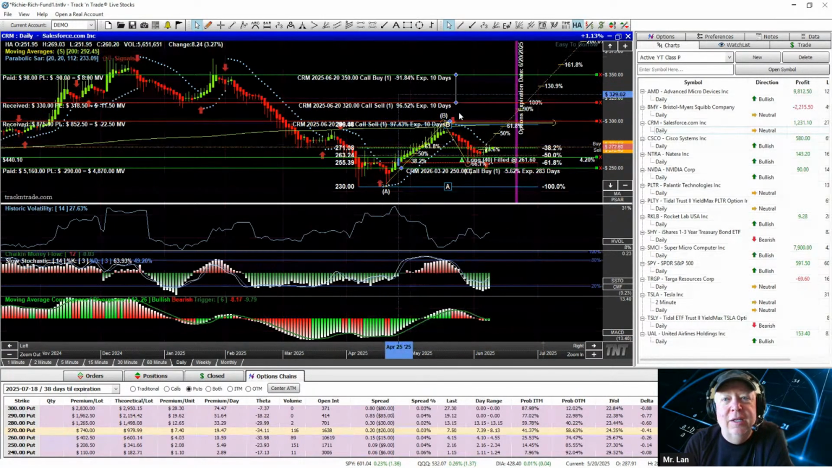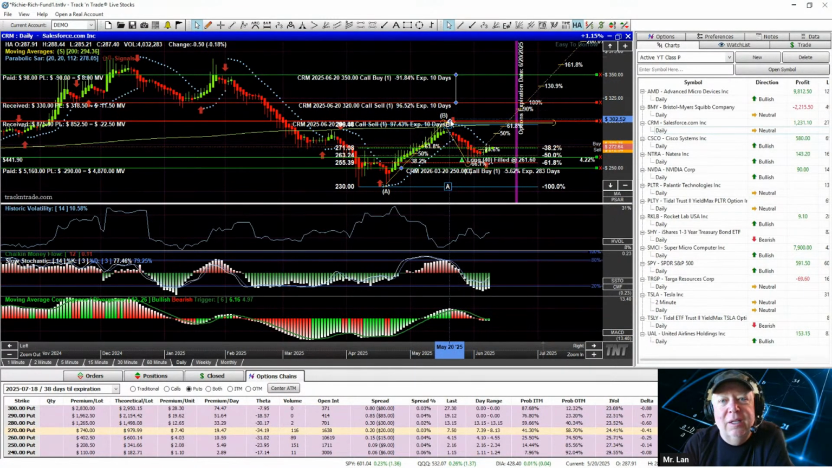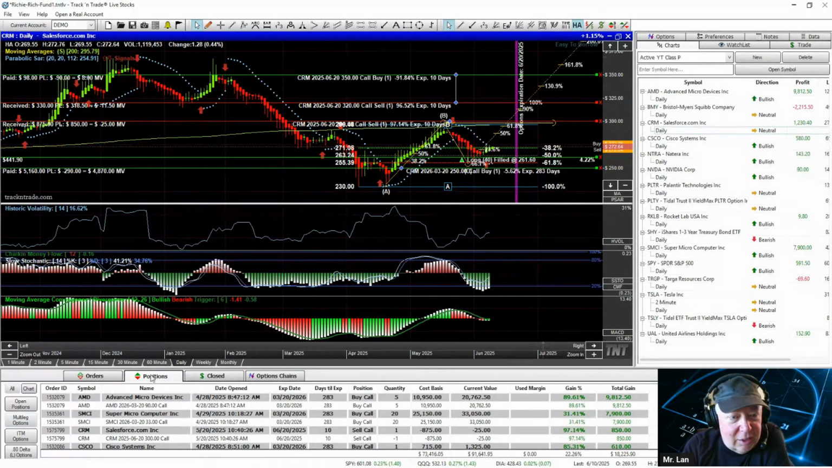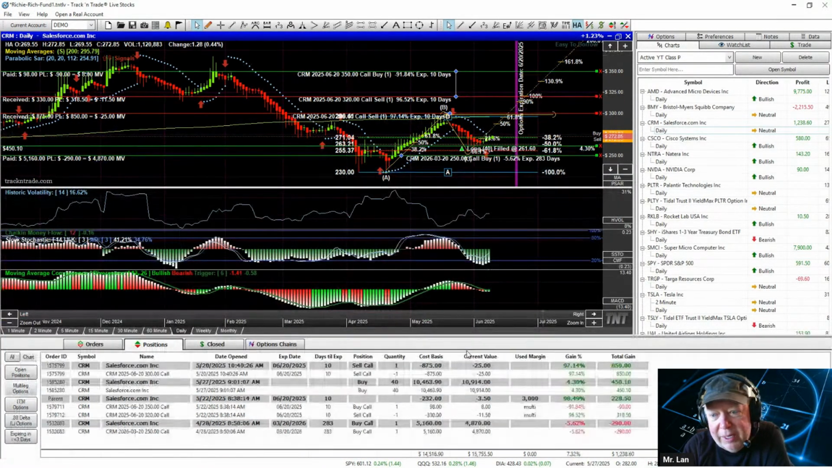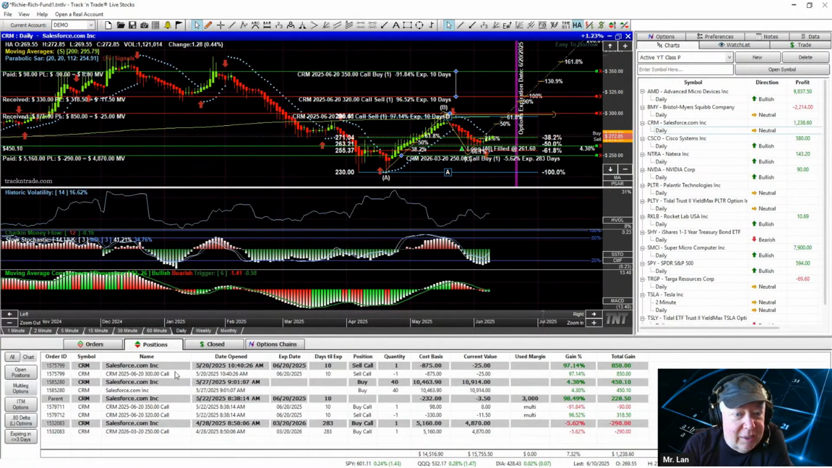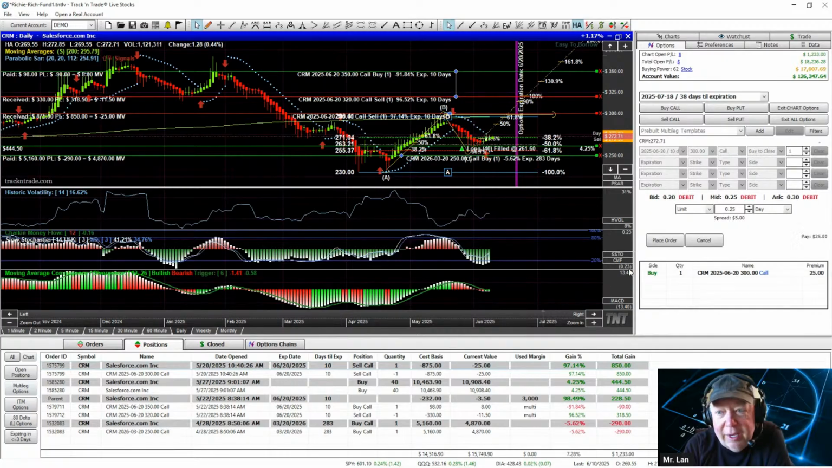Now we've already got in here. We put this in a little earlier. How much money are we making on this one? Let's see what our positions are. We need to close out some of these because the market's starting to go back up again. So this is our sold call right here. We need to take that 850 off. Liquidate that one.